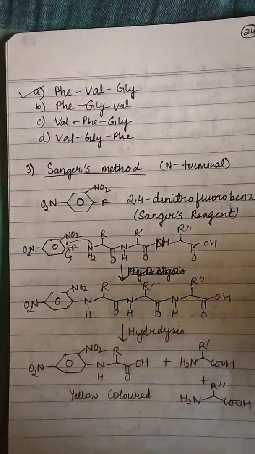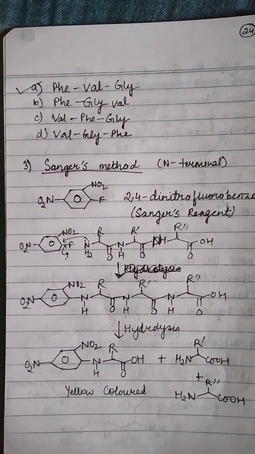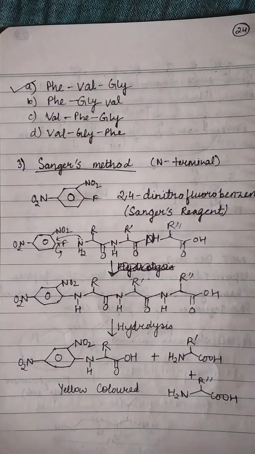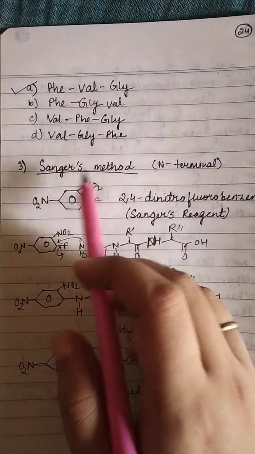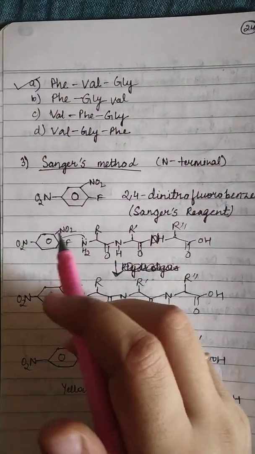Now we'll see the third method of end group analysis. We have seen two methods in the previous videos. Now this is Sanger's method, how to determine the end terminal group of a peptide chain, right?